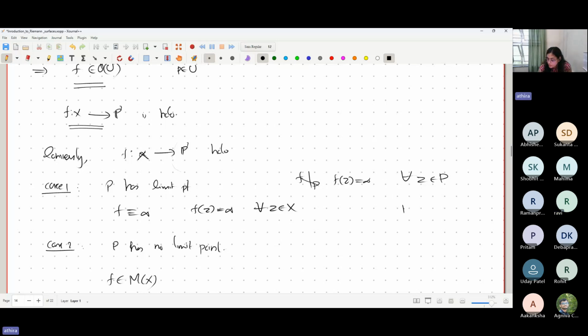No. What is P1? P1 is the Riemann sphere. Oh, okay, I see. I have actually defined this Riemann sphere and its complex structure in the first class. Okay, yeah, thank you.